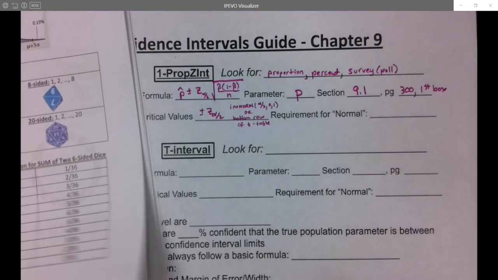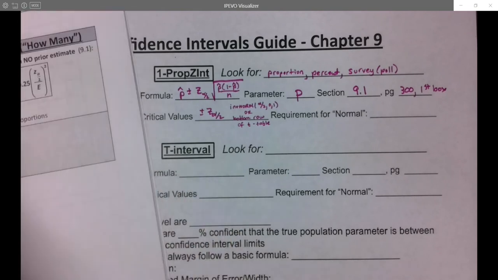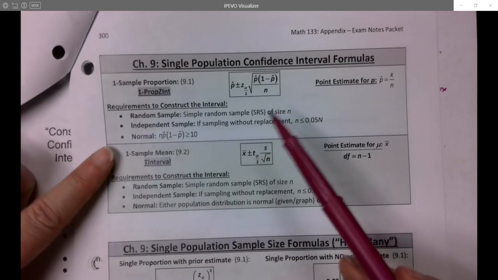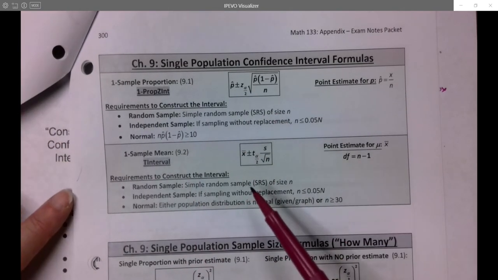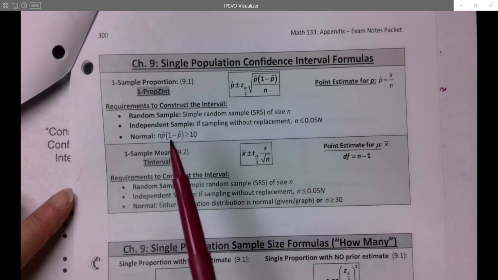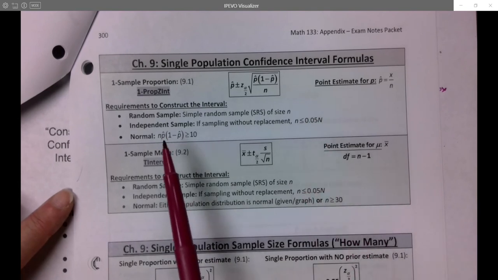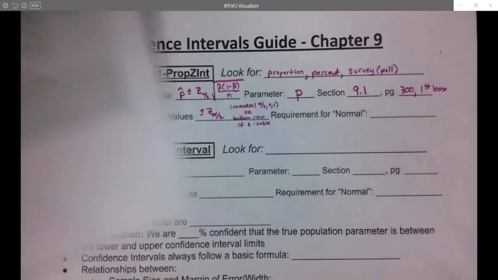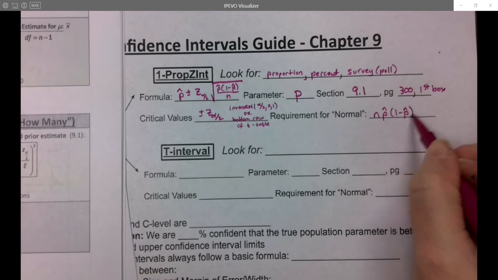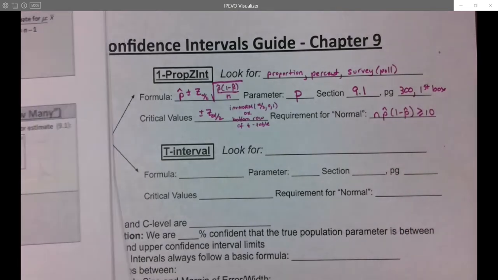Now, the only thing that changes for these particular confidence intervals, if I open to them, you can see under the requirements, the random and the independent parts are the same, whether you're talking about proportions or talking about means. What does change is the normal requirement. So to be normal, you would need n times p hat times 1 minus p hat to be greater than or equal to 10.